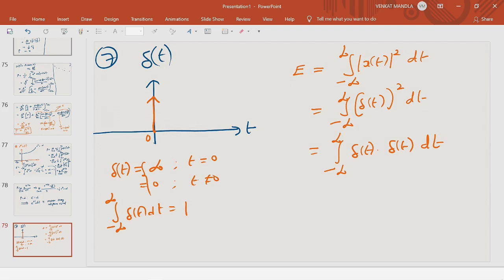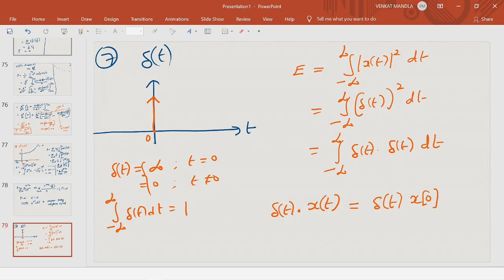So one of the properties of del of t is, suppose we multiply del of t with some x of t. Then del of t exists only at t equal to 0, otherwise it is zero. So only at t equal to 0 does the signal exist, and in all other cases this product is 0. So I will write this as del of t into x of 0.